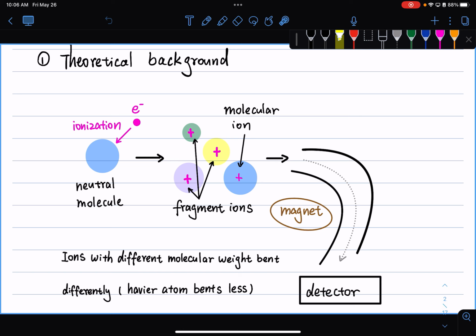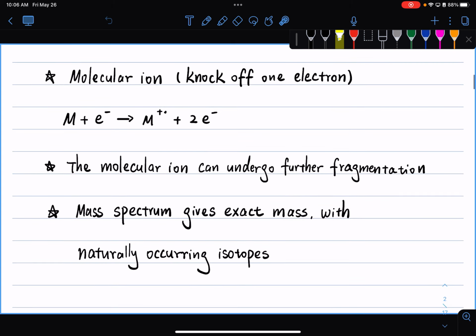All right. Now, for us, what we care about is how exactly a molecule breaks down into smaller fragments, and what kind of information we can get by looking at these fragments. So here are some of the general things to keep in mind. The first thing is you start from a random molecule.